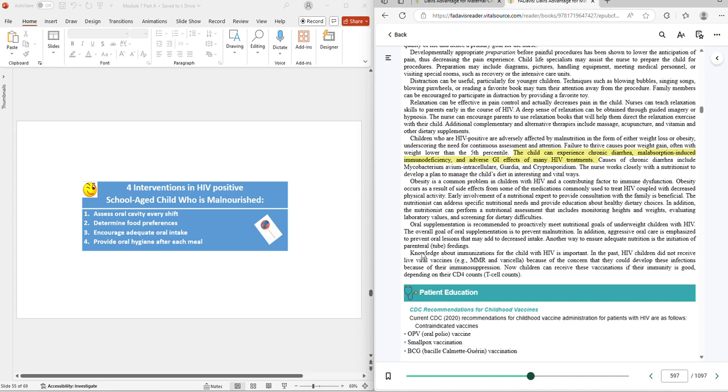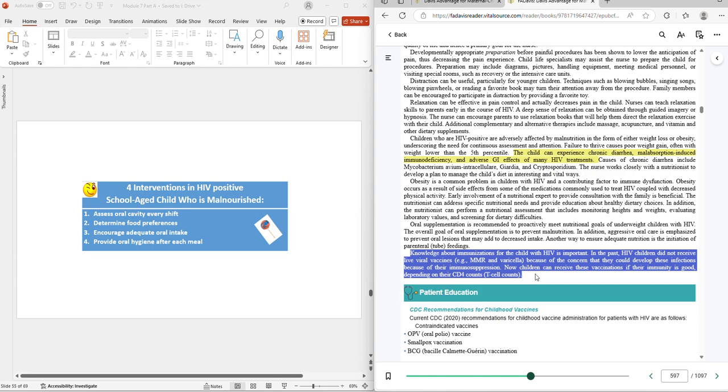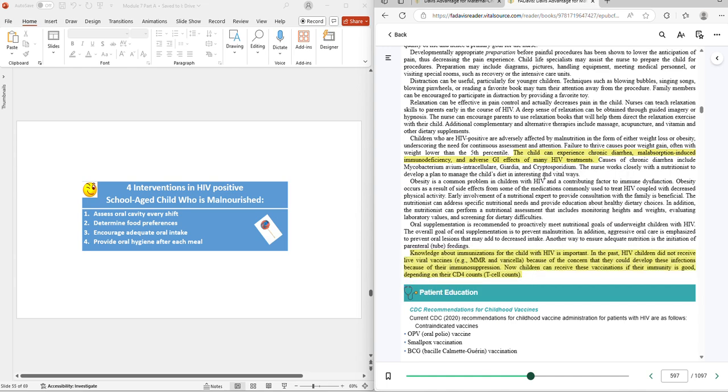Make sure that they are knowledgeable, or their parents are knowledgeable, about vaccines, okay? It's very, very important. Their immune system is already low, so we want to make sure that they don't pick up anything else. Make sure they are getting their vaccinations, okay?